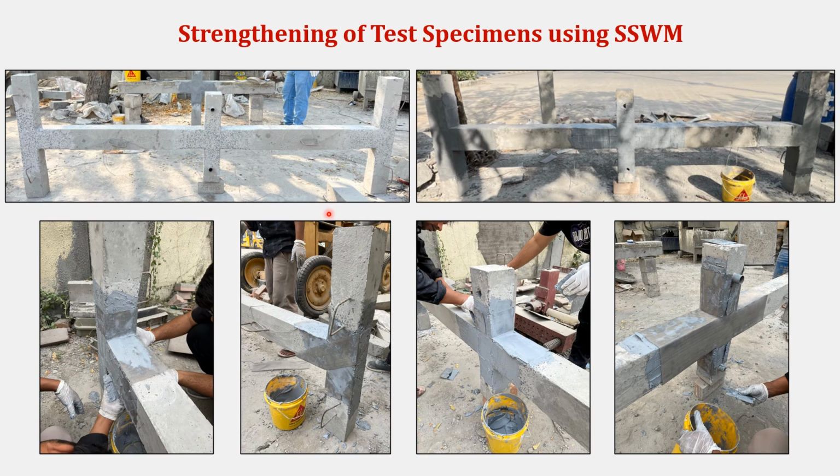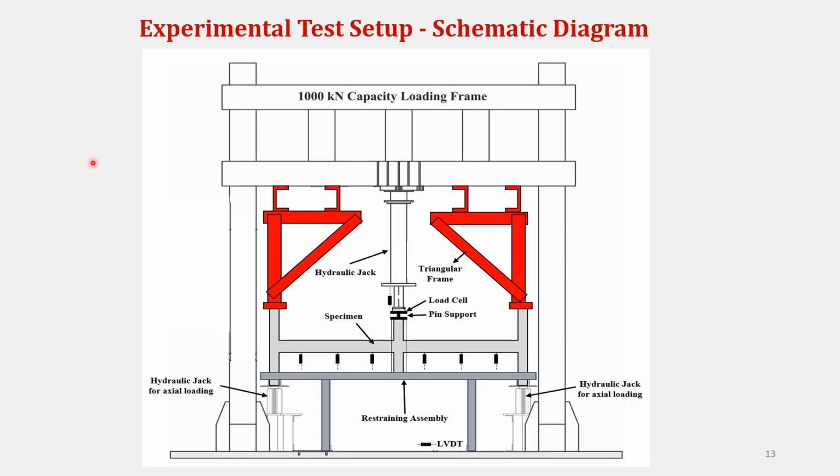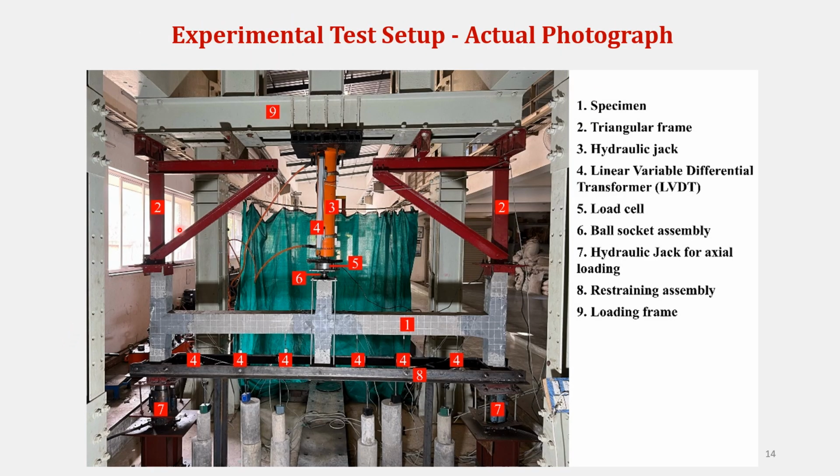These are some of the photographs of strengthening using SSWM. SSWM is bonded on the concrete surface with the help of epoxy adhesive Sikadur 30LP. Two different wrapping configurations are adopted for this study. This is a schematic diagram of the experimental test setup adopted for the study. The test specimen is restrained in both horizontal and vertical directions. Load is applied at the location of the removed middle column with the help of a hydraulic jack.